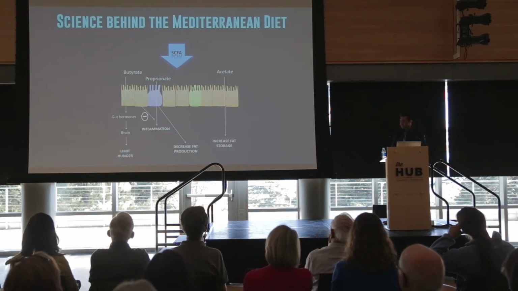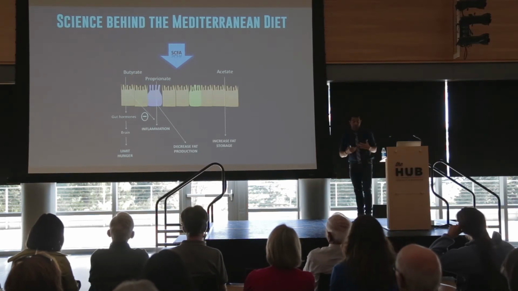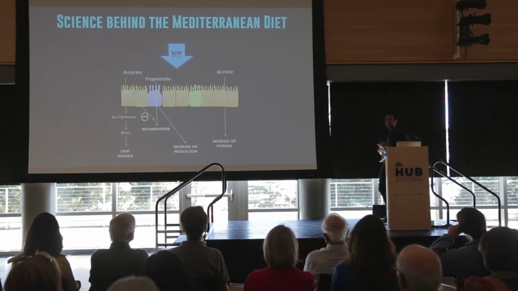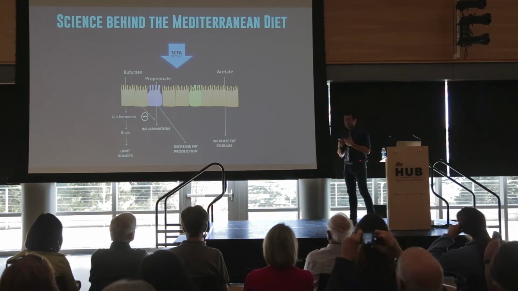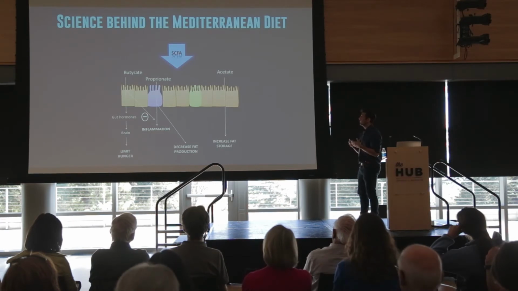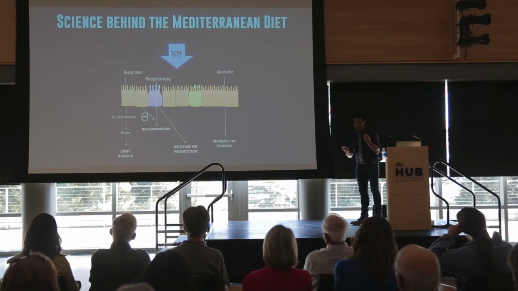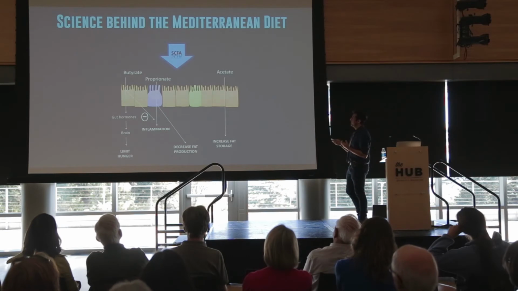So why does the Mediterranean diet have such a potent health benefit? One reason is something called short-chain fatty acids. I don't know how many of you are familiar with short-chain fatty acids, but they really play an important role in gut health. These are actually produced by bacteria. Short-chain fatty acids come through the diet, and the bacteria will produce butyrate, propionate, or acetate.